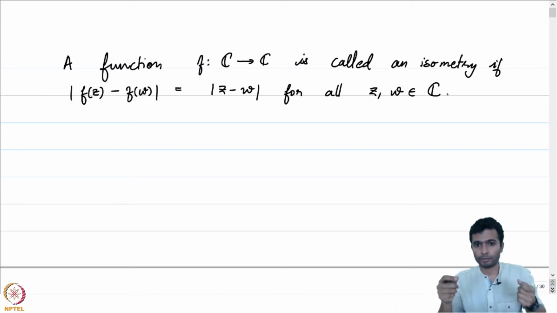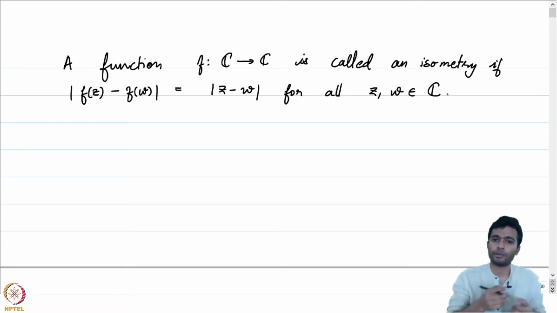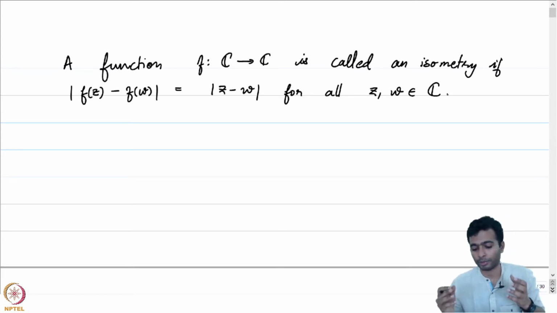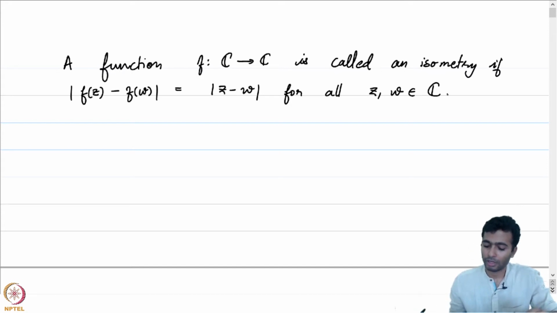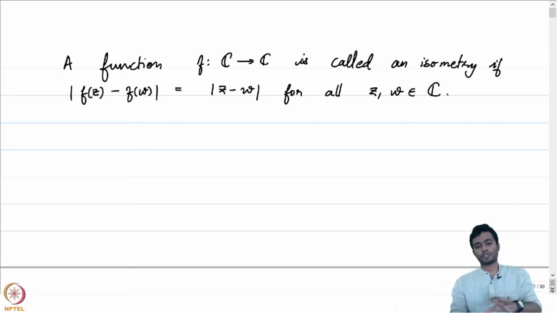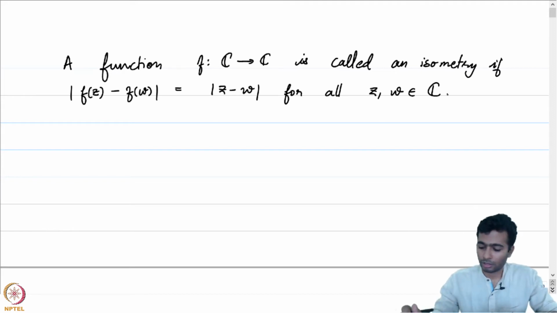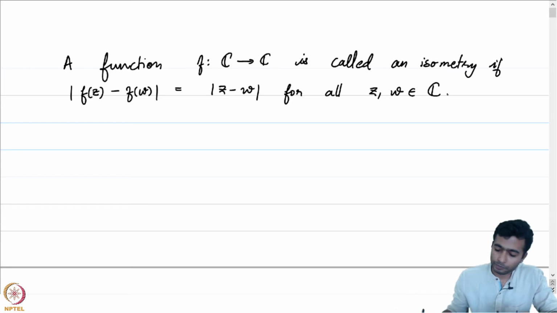So if you look at z and w, there is a distance between z and w. Look at the image of z and w under f. Look at f of z and f of w. The distance between f of z and f of w is the same as the distance between z and w. If such a condition is satisfied for all pairs of points z and w on the complex plane, then it is called an isometry.